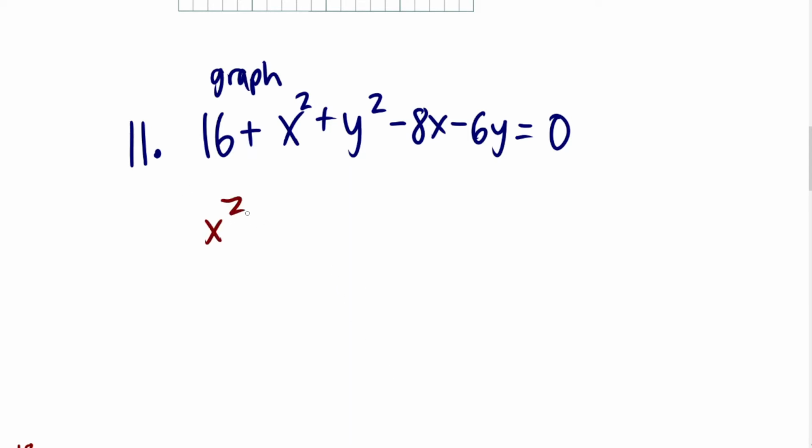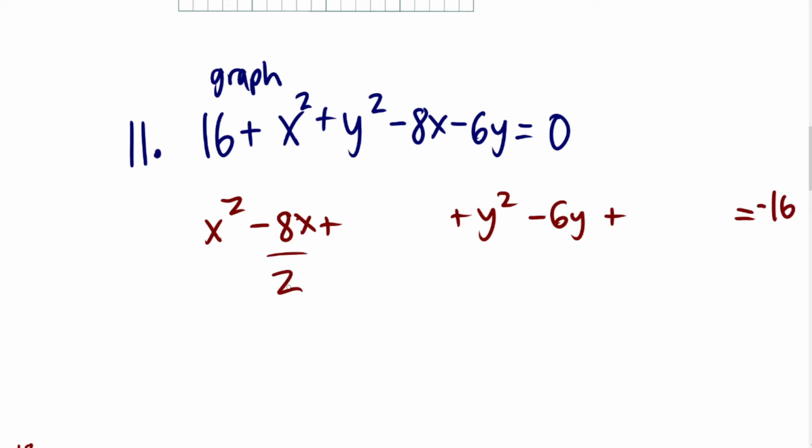So we have x squared minus 8x, and I'm going to make it so the x's are together. I'm going to leave a gap for a plus, and then plus y squared minus 6y, I'm going to leave a gap for a plus, equals negative 16. Now we're going to complete the square. We divide this 8 by 2. That gives us negative 4. Negative 4 squared equals positive 16.